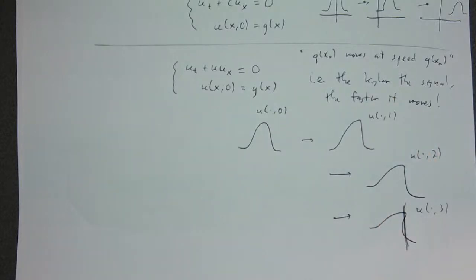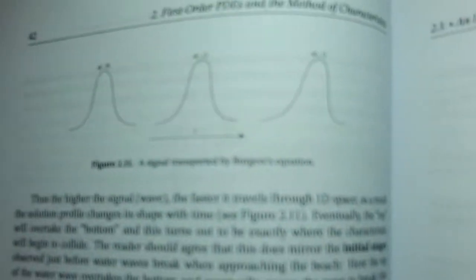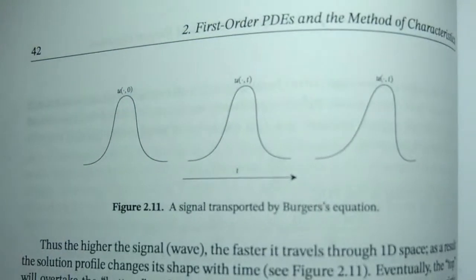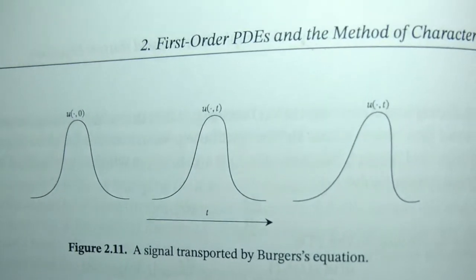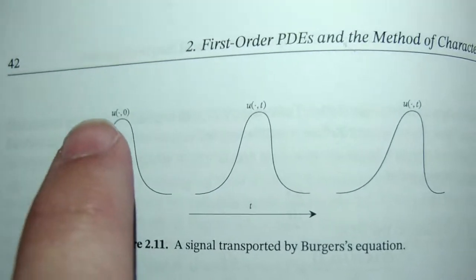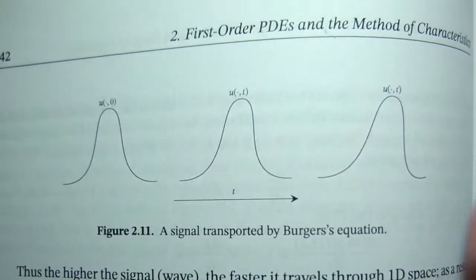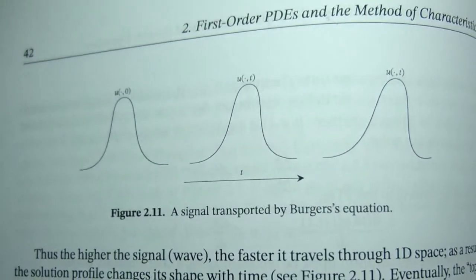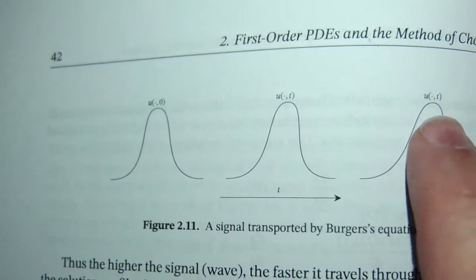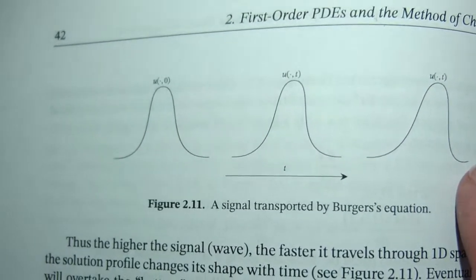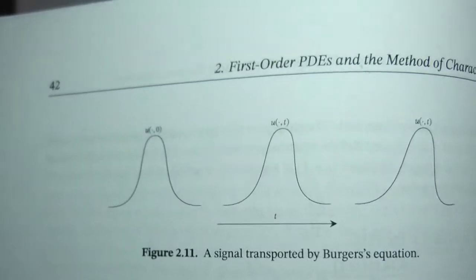So to see a nice picture illustrating this, here's the idea. A signal transported by Burgers' equation looks something like this. The top is moving faster than the bottom. So for enough time, this thing will break, in the sense that eventually the top overtakes the bottom and it crashes over.